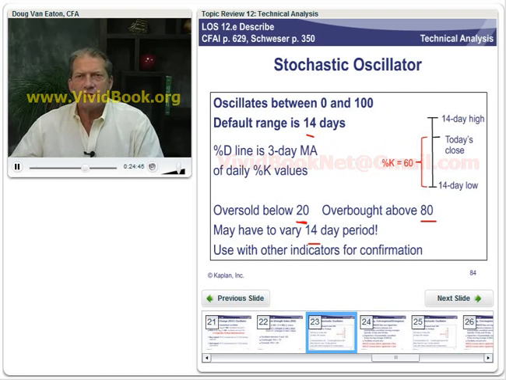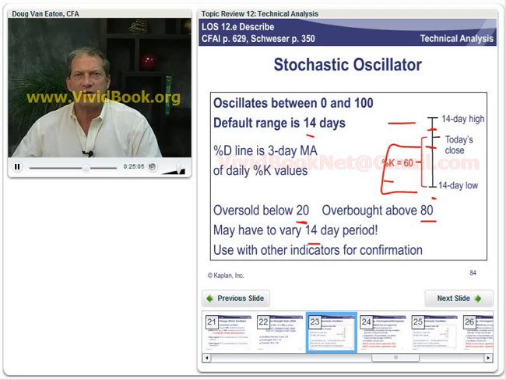Now, what's going on with this one? Well, we're calculating percentage K. Notice that we've got the high. If we're using a 14-day period, we've got the high and the low for the 14 days, and then we plot the current close on that. Well, this distance here as a percentage of the whole range is what we're after, and that's our percentage K.